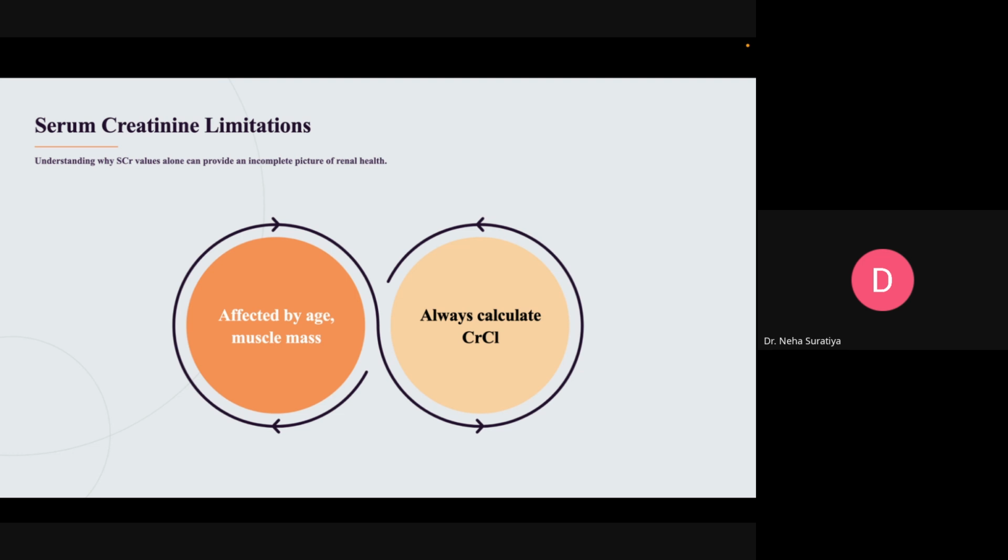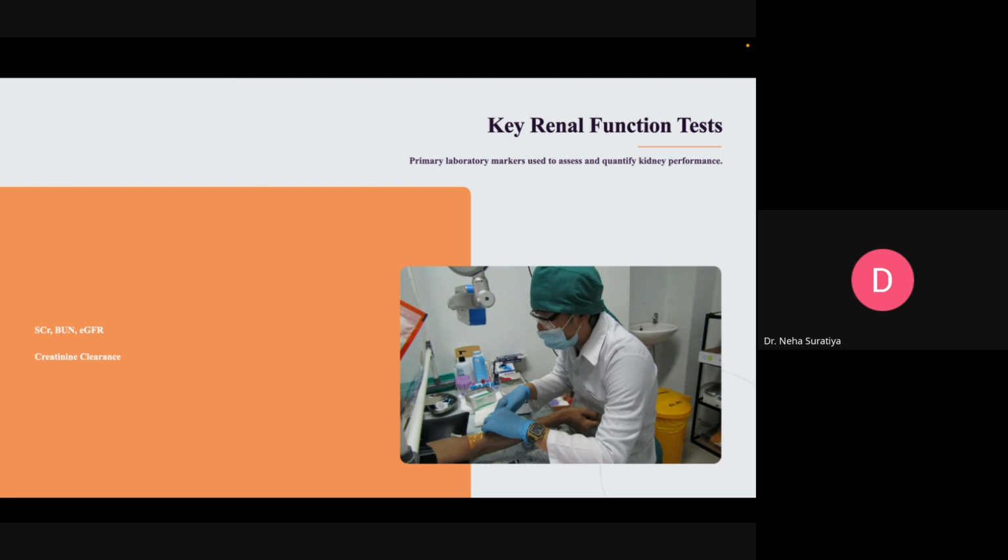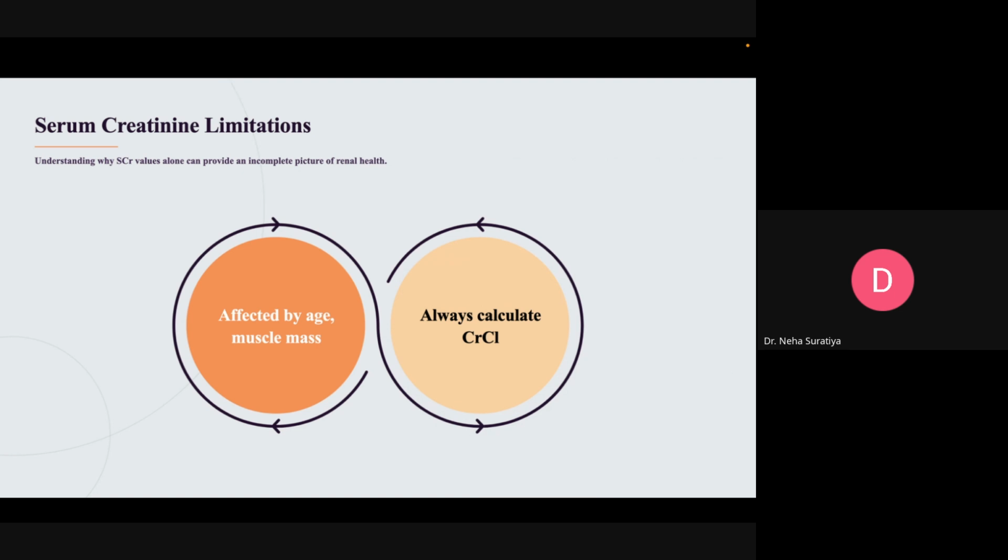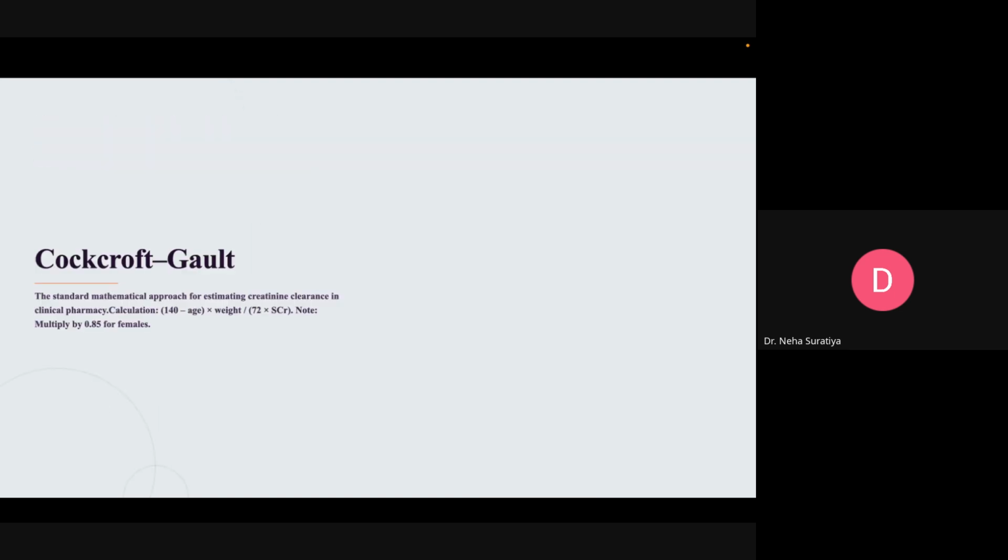Now let's understand. I'm talking since the last two slides about the CrCl, creatinine clearance. Whenever we need to adjust the dose in renal impairment cases, we need to focus on creatinine clearance. We need to focus on serum creatinine, BUN, and eGFR also, but the most important is creatinine clearance. So let's understand this Cockcroft-Gault formula. That is a very important formula to calculate your creatinine clearance.